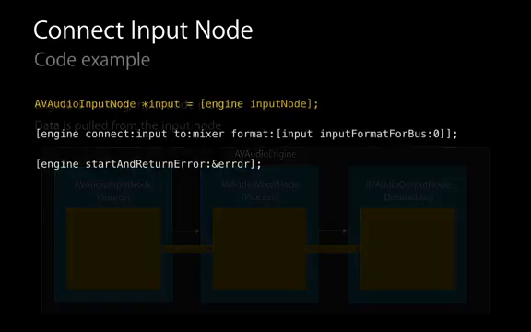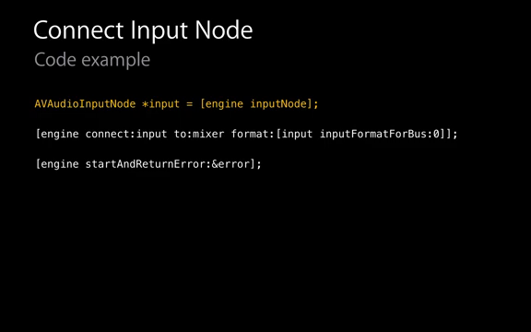It's very simple. All you have to do, oh, I'm sorry, I raised the head. Let's look at a code example of how you can connect the input node. So I get the input node from the engine, just make a connection to any other node with the input node's hardware format, and then start the engine. This creates an active render thread, and the input node's pulled for data.